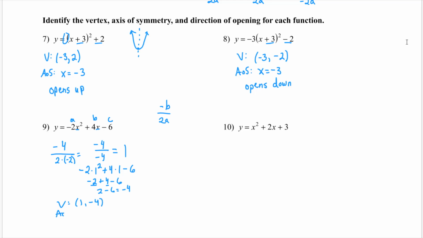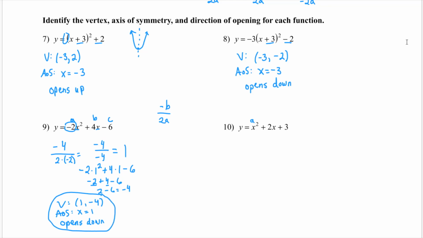Our axis of symmetry is x equals 1. And this does the same thing as in vertex form. You want to look at the very first number, this -2. Since it's negative, that means it opens down. So that's our 3 pieces of information.